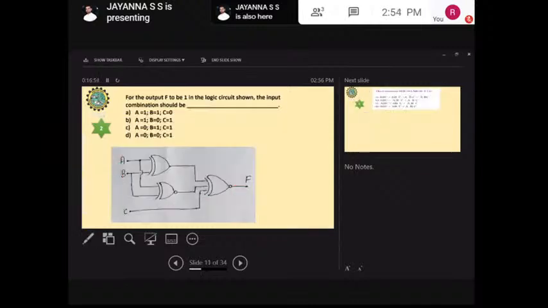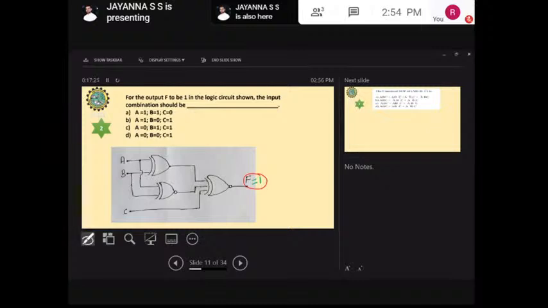They are given that for the output F to be 1 in the logic circuit shown, the input combination should be. They are given that F is equal to 1. You need to select what the inputs A, B, and C are if you want to get F equal to 1.